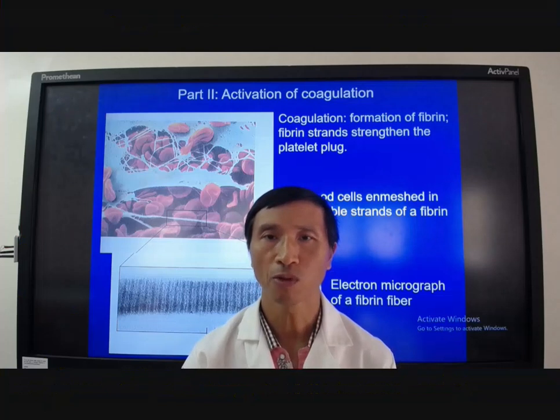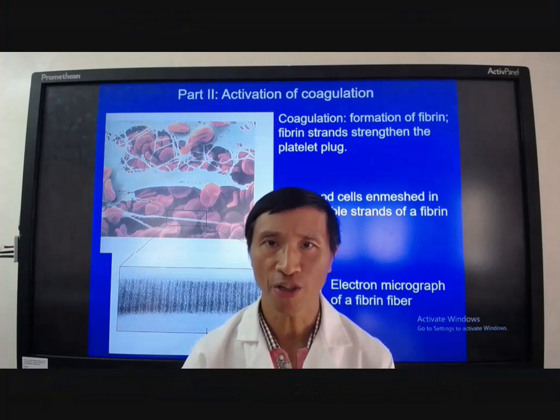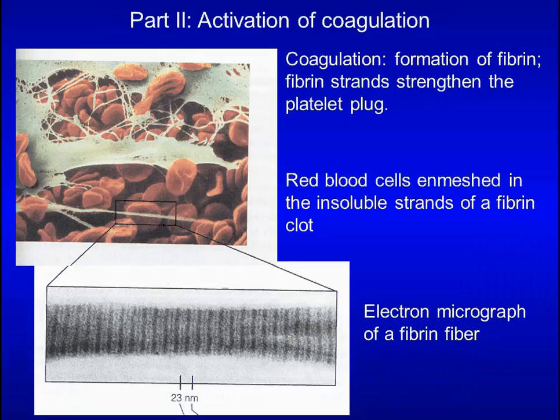Now, let's move to part 2. We will look at activation of coagulation. Coagulation is a process to generate fibrin. Fibrin strands strengthen the physical plug made by platelets.